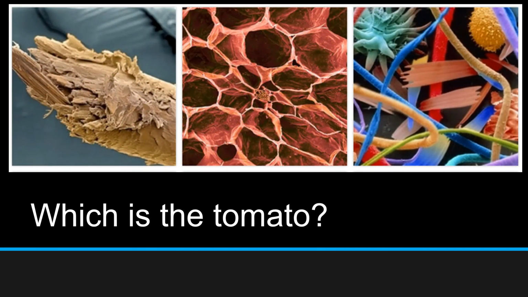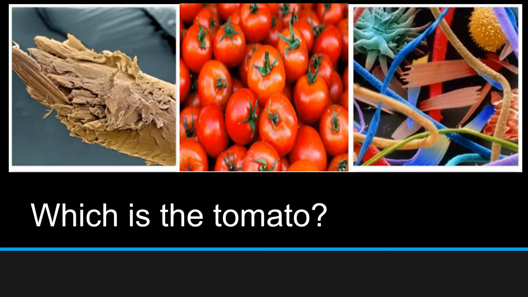Which is the tomato? Having a look now at these 3, we already know that the one on the left is the human hair. So which one is the tomato? Of course, it is that middle one there, the red tomato. Well done.